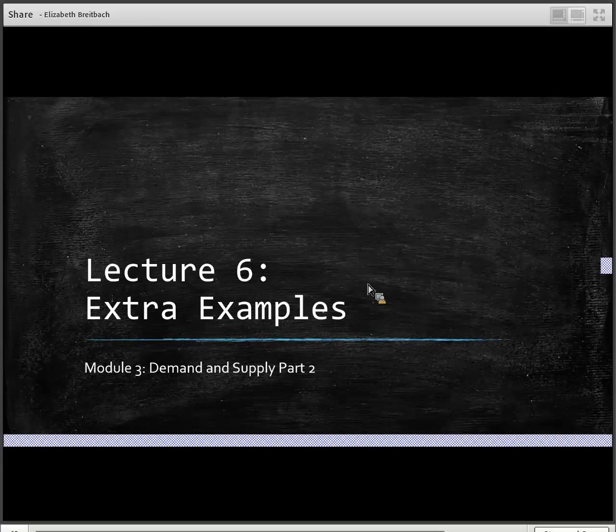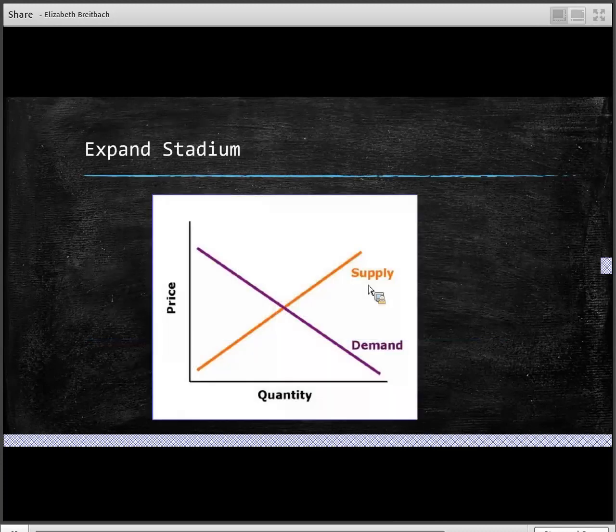However, again, we're going to assume that we have a normal supply and demand curve, and what we mean by that is I'm just going to draw in these generic supply and demand curves, and then we're going to look at, in each of the different cases, how does the market change.